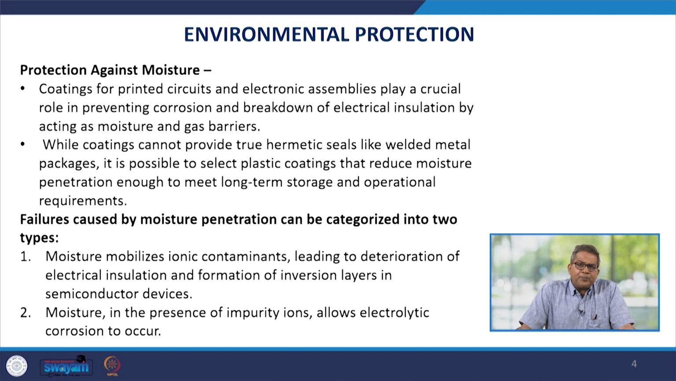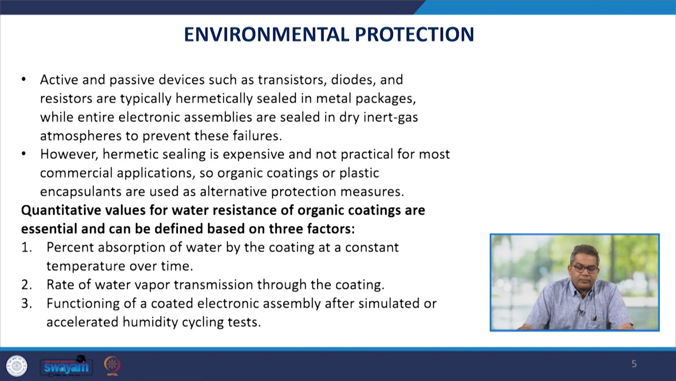Now, failure caused by moisture penetration can be categorized into two types. One is that moisture mobilizes the ionic contaminants, leading to the deterioration of electrical insulation and formation of inversion layers in semiconductor devices. The other is that moisture, in the presence of impurity ions, allows electrolytic corrosion to occur.